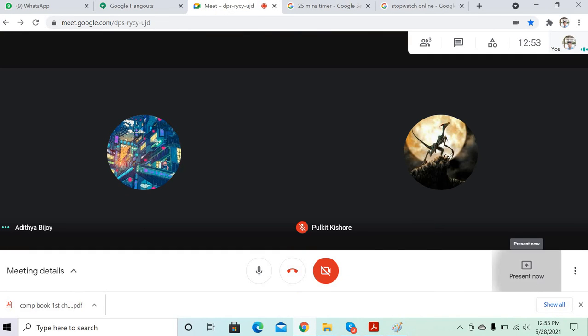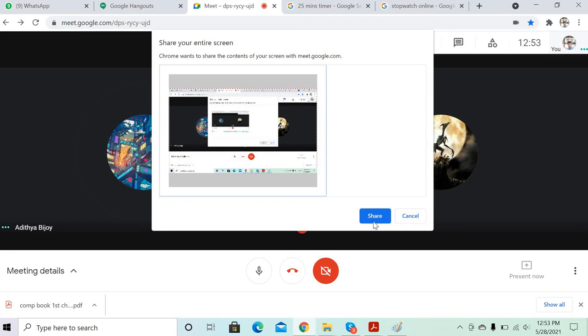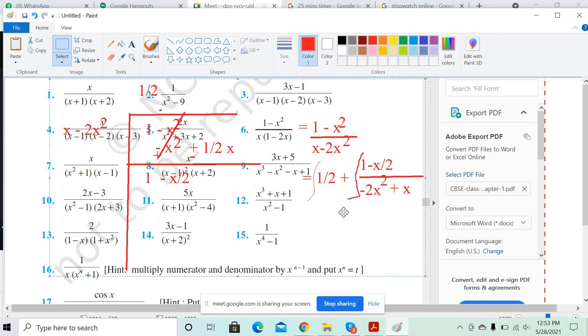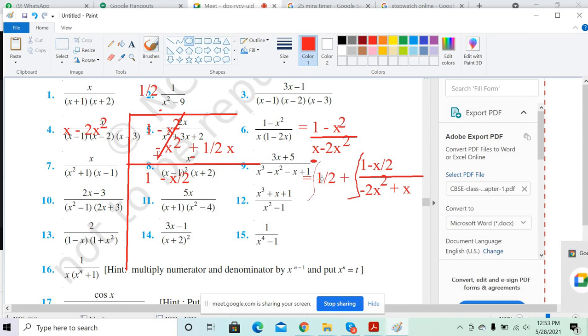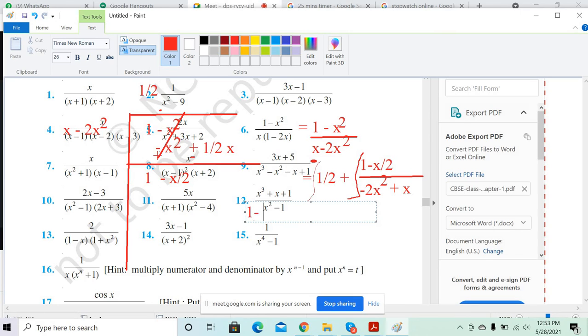Let me share my screen and then we'll see that. See, this integration you can do, isn't it? This integration is fine. That is 1 by 2, 1 by 2x. So basically, half x will be this part, and the only thing left is this part. So what do you need to do? Done, Pulkit? 1 minus x by 2. Good, excellent, Pulkit.